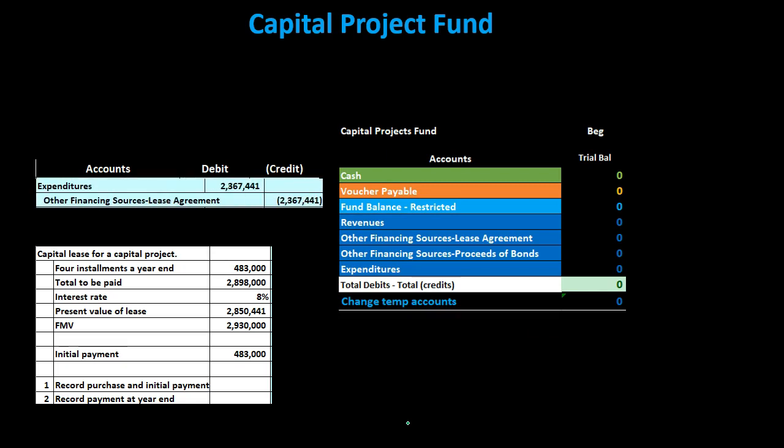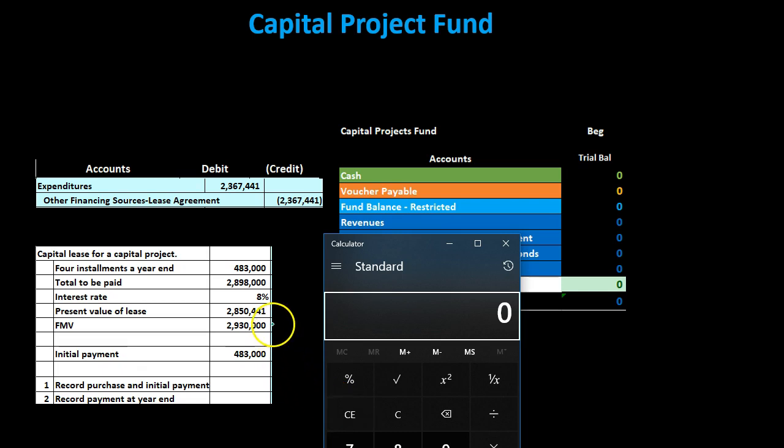So within the capital projects fund, we're going to record the expenditure related to the $2,367,441, because that's what's being used to finance the capital project. And of course, that's the present value of the lease payments of $2,850,441 minus the $483,000 that we paid. That's going to be the $2,367,441. That's the amount we're going to basically use to finance within the capital project fund.